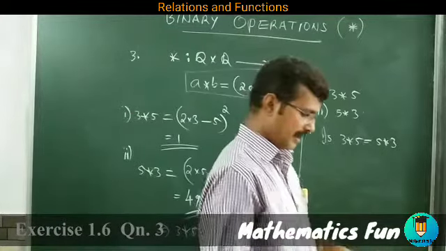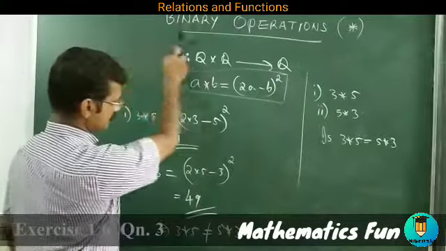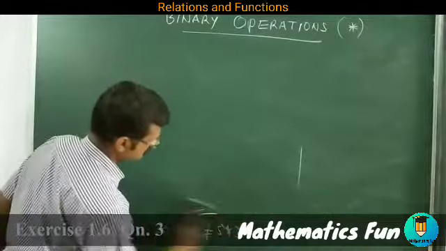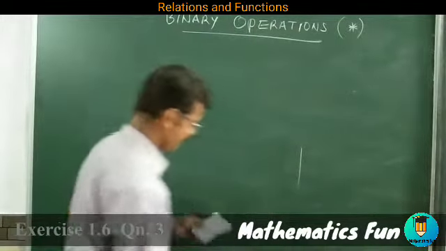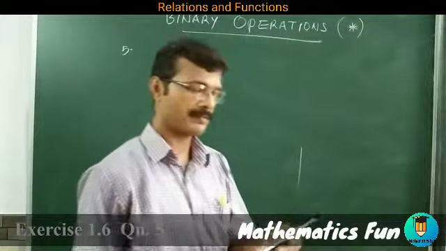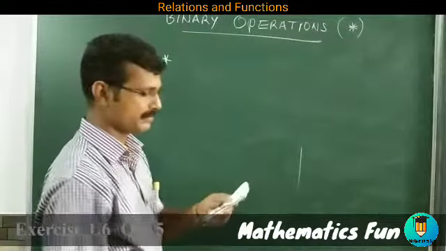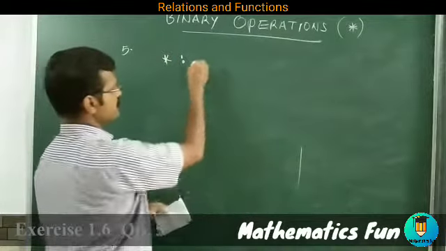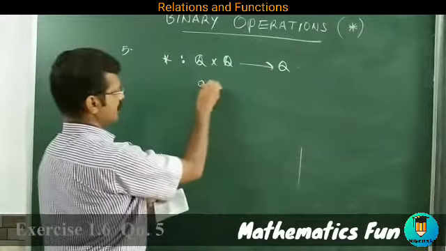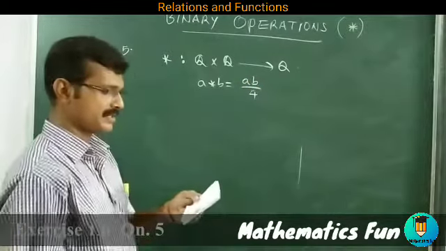Now we will do another sum, question number 5. Here also star is a binary operation on Q defined. So these are almost similar types of questions. I told you the entire exercise is of the same type of questions. Star is defined on Q, which means Q cross Q to Q. It is defined like this: A star B is equal to AB by 4.